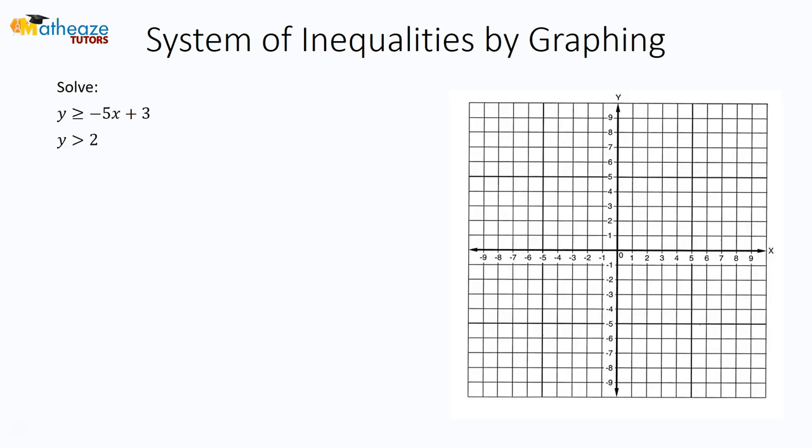Let's try with this. We're going to start off by drawing the graph of y is greater than or equal to negative 5x plus 3. Our y-intercept is plus 3. That's right about here. And our x-intercept, let's look for that. For the x-intercept, 0 equal to negative 5x plus 3. Negative 3 equal to negative 5x. So our x-intercept is probably at this point right here.